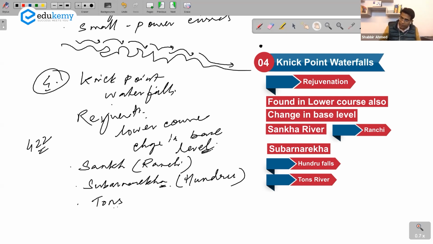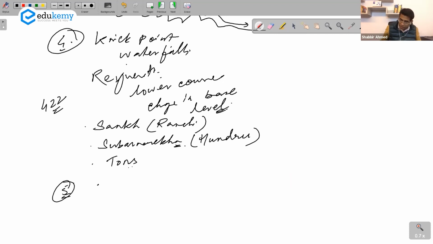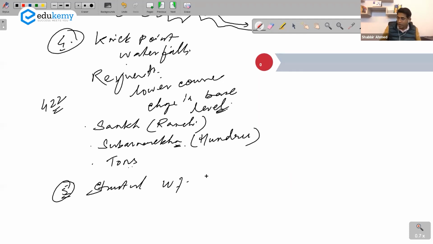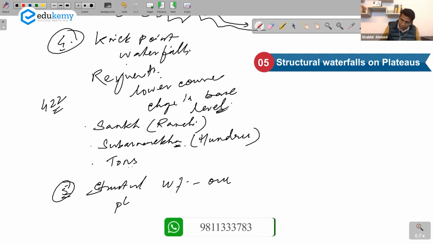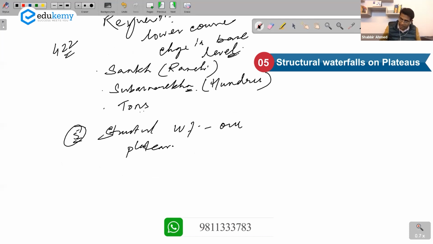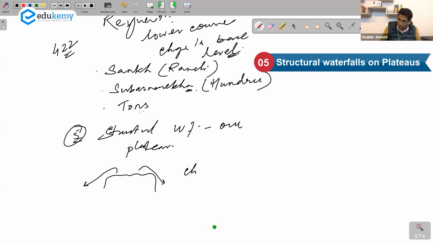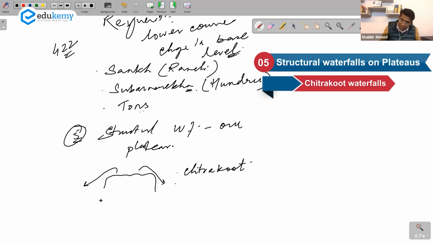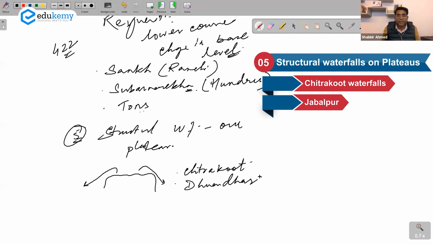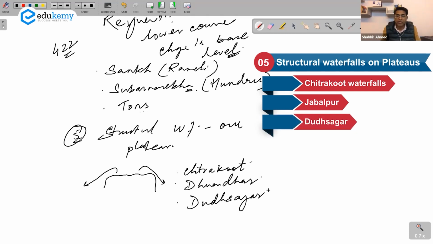And a fifth type you can add is structural waterfalls, waterfalling over the plateaus. There is a plateau, a highland, and the water falls from here. The best examples would be Chitrakoot waterfalls, Jabalpur also, Dhuandhar waterfalls on the Narmada. You also have on the Mandovi, what is its name, Dudh Sagar waterfalls. So remember these four or five names.